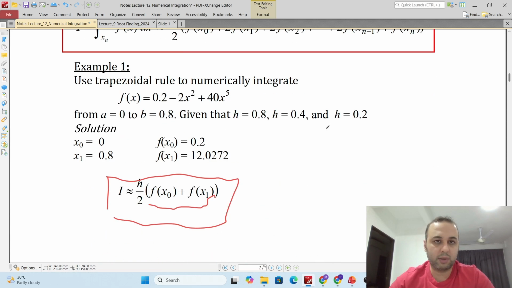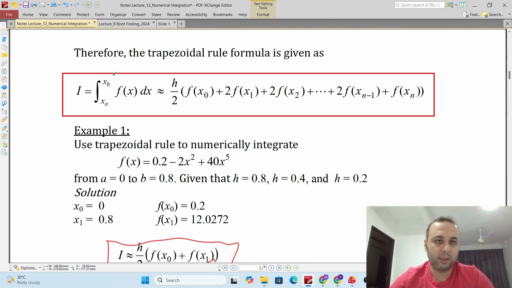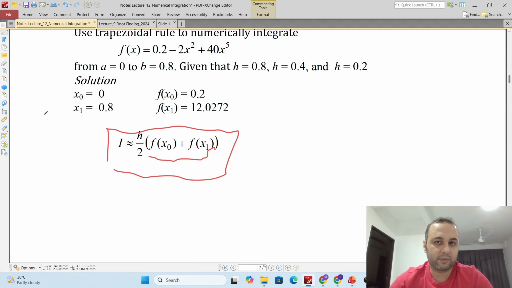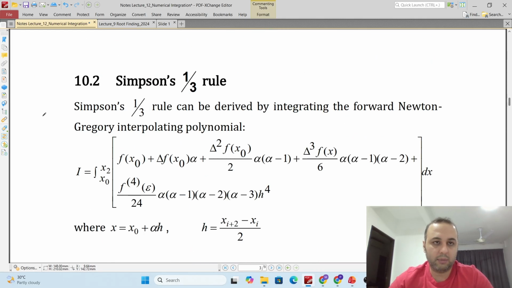This formula was for the trapezoidal rule. Okay, trapezoidal rule formulation. So we have formula number 1. Okay, another method is Simpson 1/3 rule.